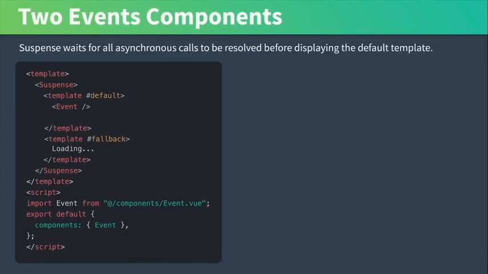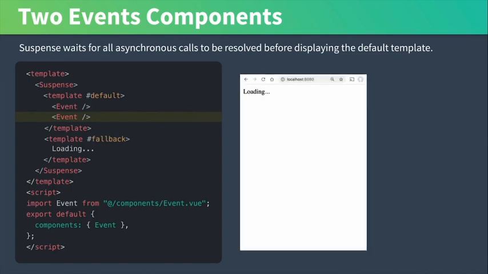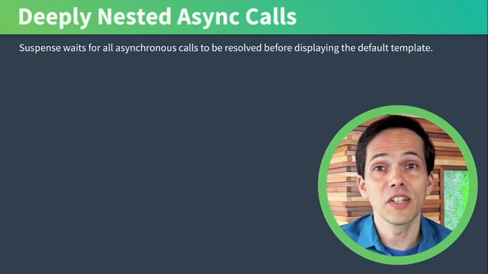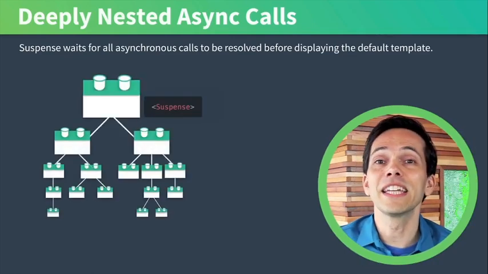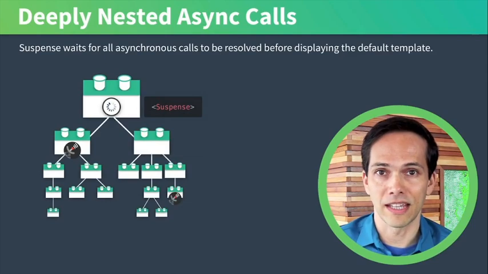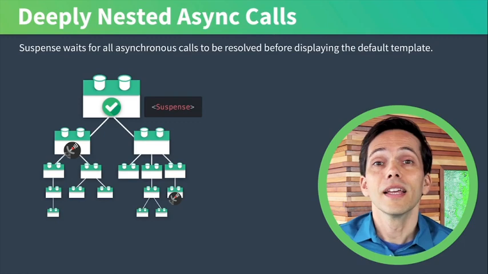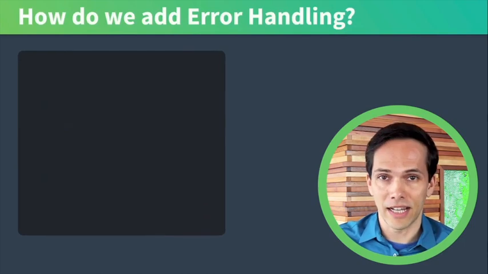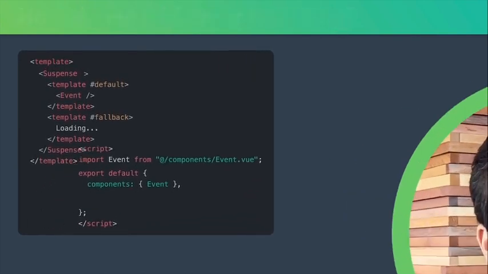Suspense waits for all the asynchronous calls to be resolved before displaying the default template. We can test this out simply by using the event component twice. So if we load up our browser, we see loading, and then only once both API calls have returned does it display the default template. The killer feature of Suspense is that we can have deeply nested API calls, and it's going to wait until they're all resolved. That's pretty cool, but when we're dealing with API calls, we also have to make sure to implement error handling. And how do we do that with Suspense?